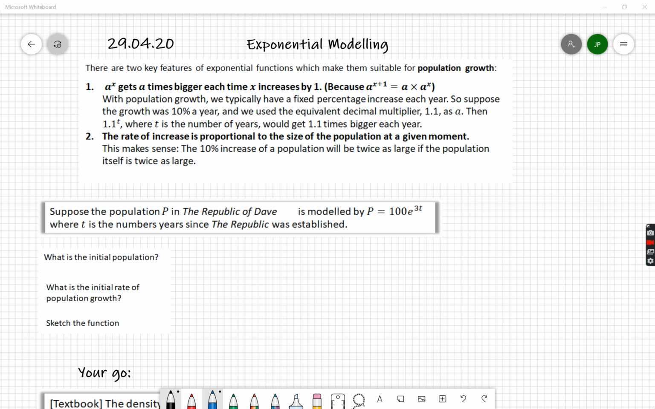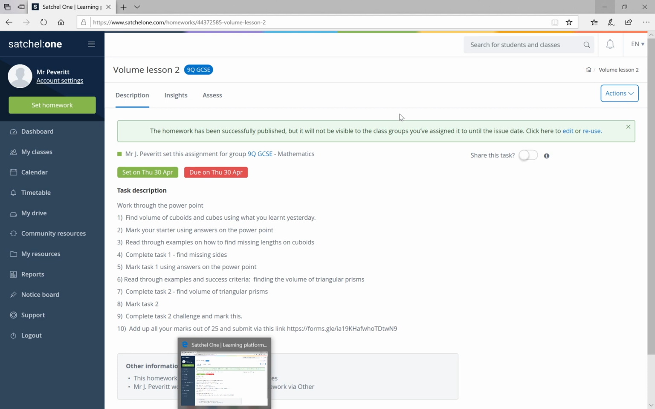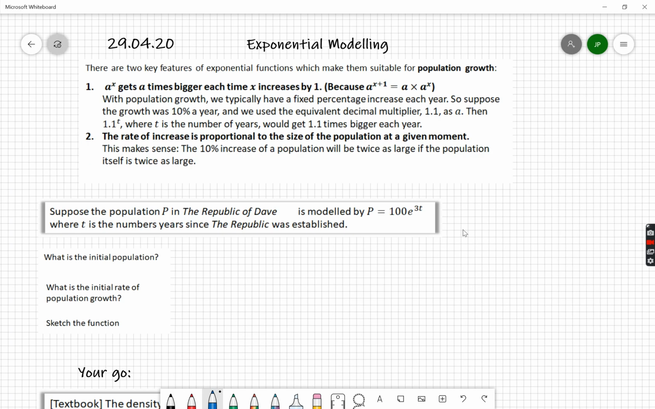Just want to have a quick look at some of the sort of questions you'll be asked. These aren't too bad at all, guys. They're not too difficult. So, first of all, suppose population P in the Republic of Dave is modelled by P equals 100e to the 3t, where t is the number of years since the Republic was established. What is the initial population?